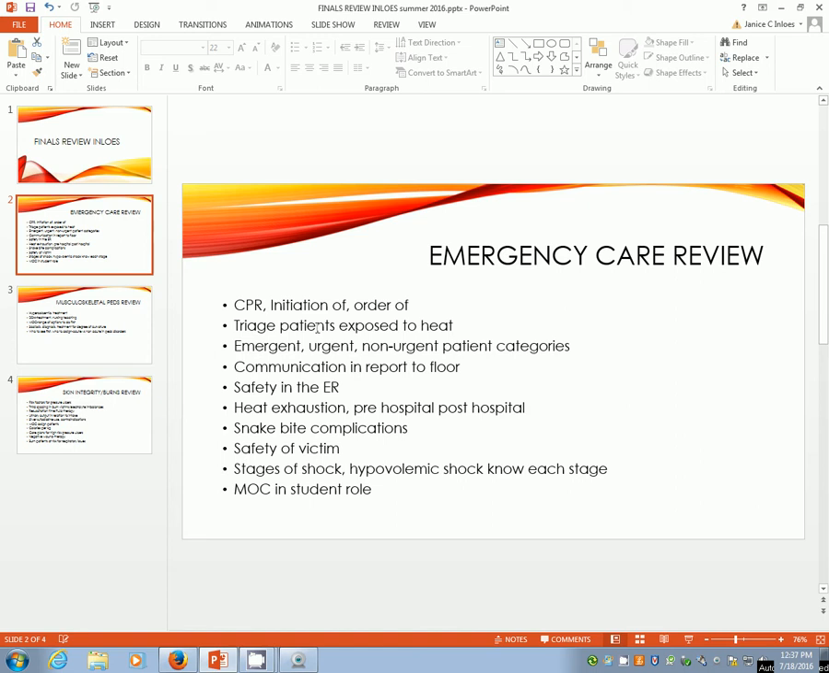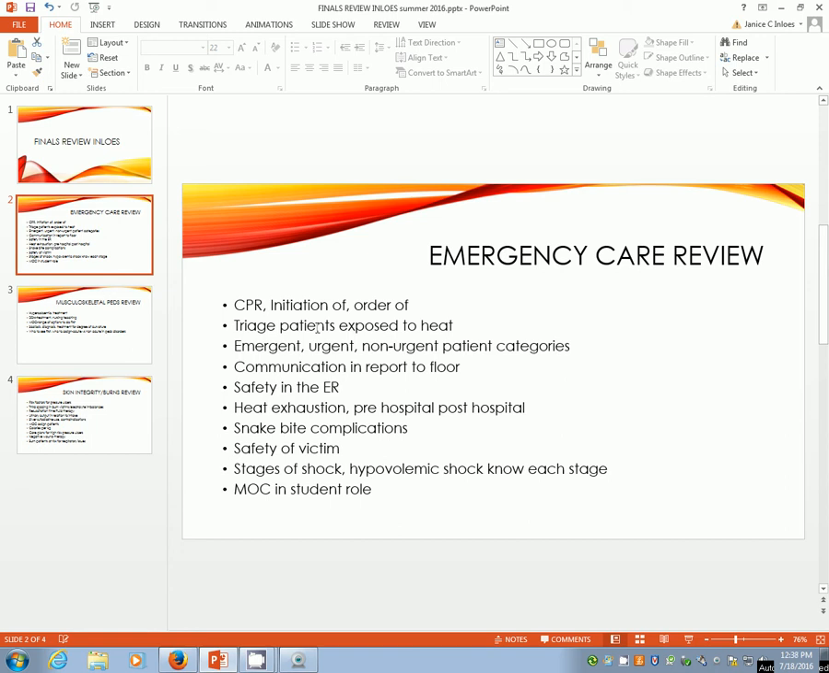Know how to treat heat exhaustion before they come to the hospital, such as spraying them down with water and giving them cold drinks and giving them electrolytes. Your snake bite complications, be sure to look over what pit viper complications you're going to be seeing, such as the tissue necrosis, the swelling, renal failure, hypovolemic shock, all kinds of things. So be sure you look that over.